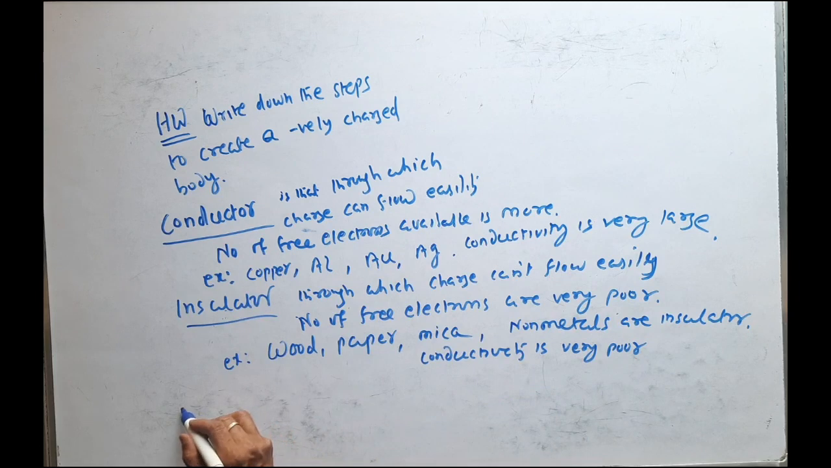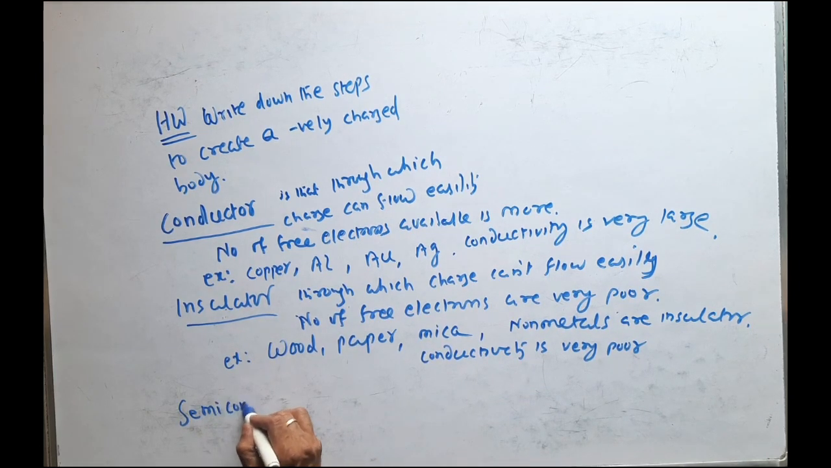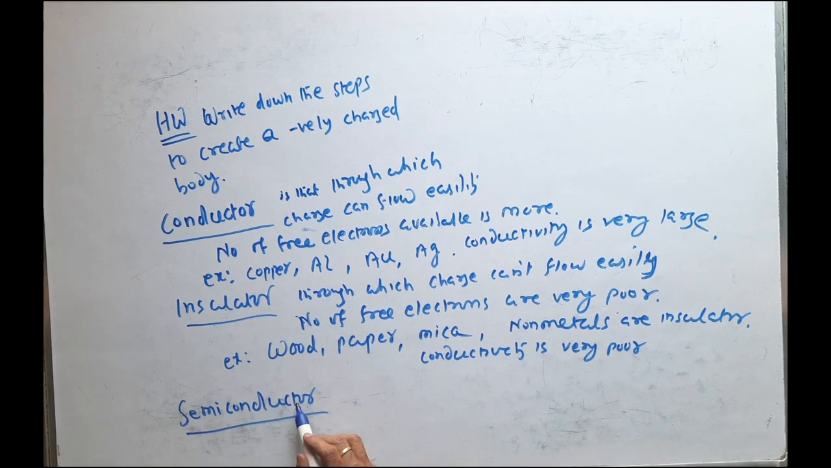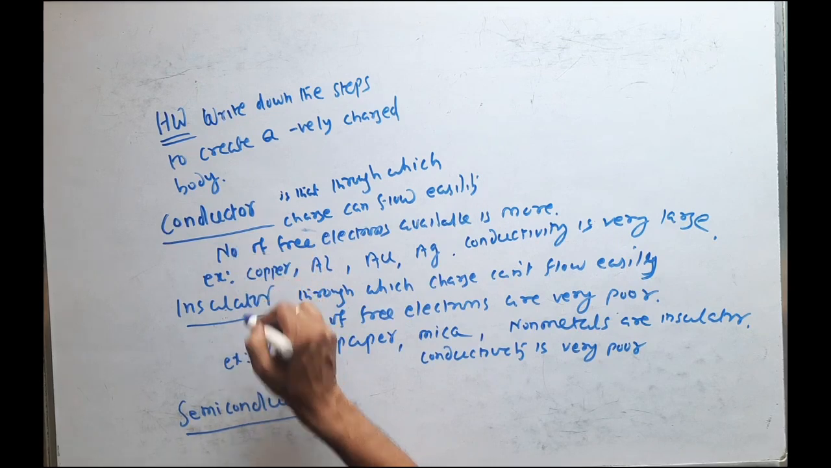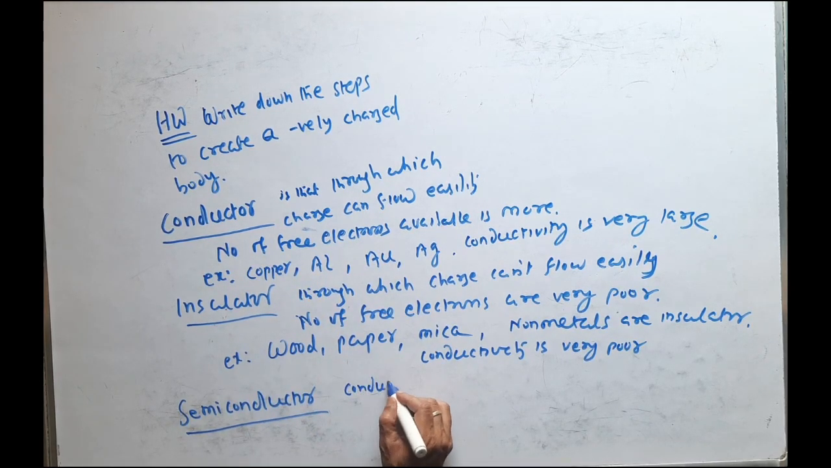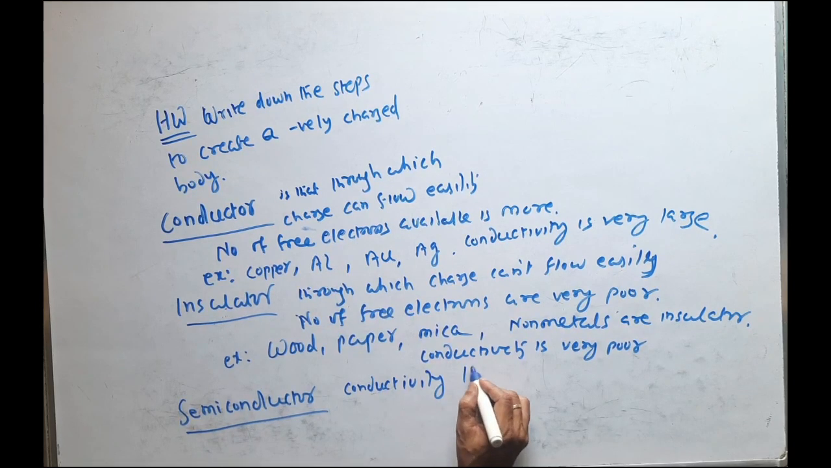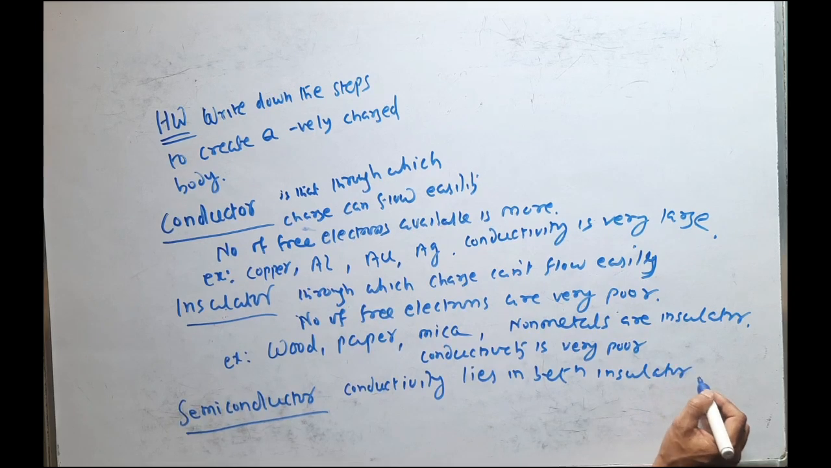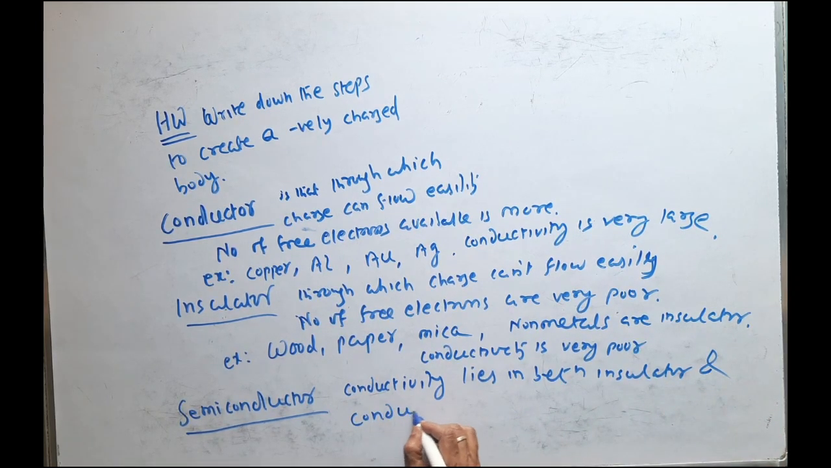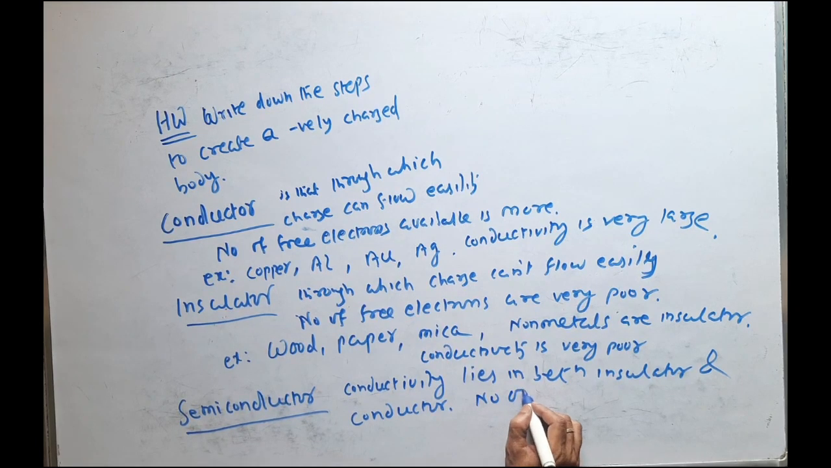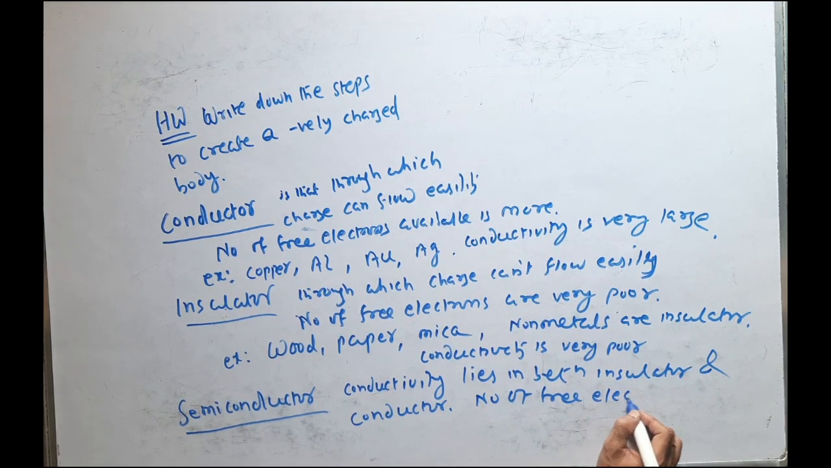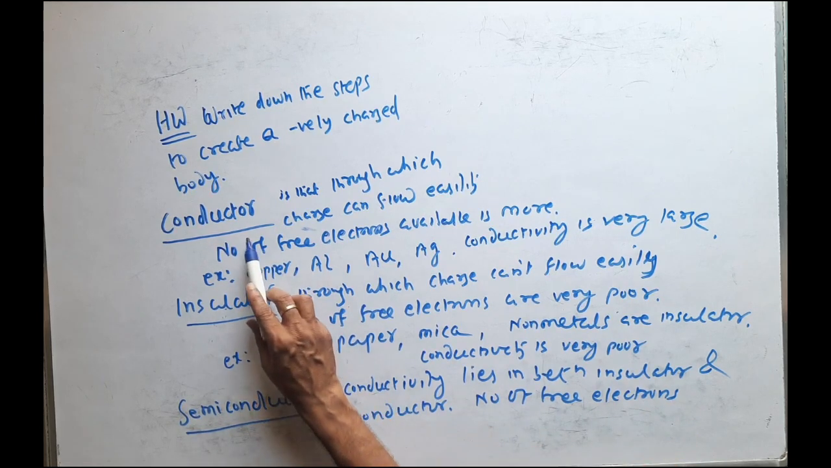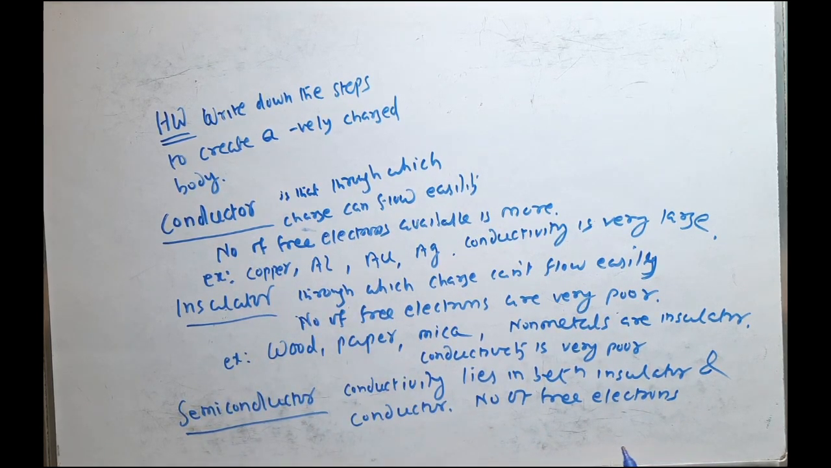Okay. Next is your semiconductor. From the name itself, it indicates the conductivity lies in between conductor and insulator. So conductivity lies in between insulator and conductor. Here the number of free electrons is less than a conductor, more than an insulator. Or you can say the number of free electrons is intermediate.